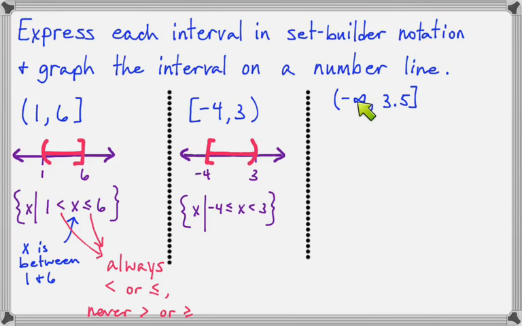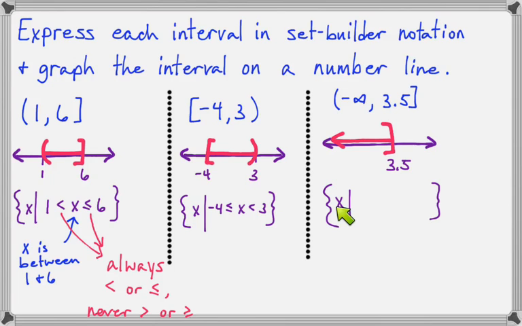And here's negative infinity to 3.5. So I've graphed my 3.5, and now the numbers that are between negative infinity and 3.5 are to the left here. And because I have a bracket on my interval, I'll need a bracket on my number line. And then the set builder notation will be all the x's such that x is less than or equal to 3.5.